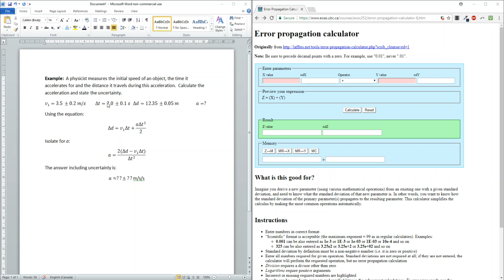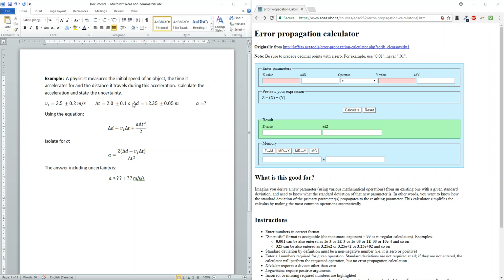The time they measured to be 2.0 seconds plus or minus 0.1 seconds. So the timing apparatus, they figured out that their error in the measurement of the time was about 0.1 seconds. Again, there are different ways of doing this, and that's for another topic and another day, but at this point we're just going to follow the procedure through.